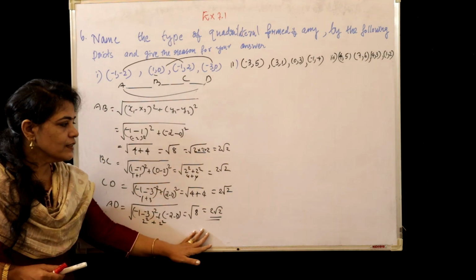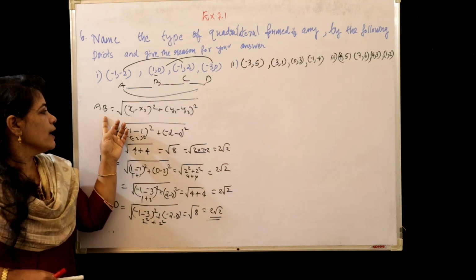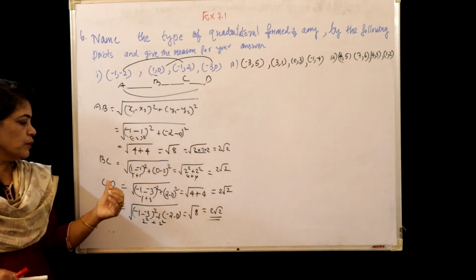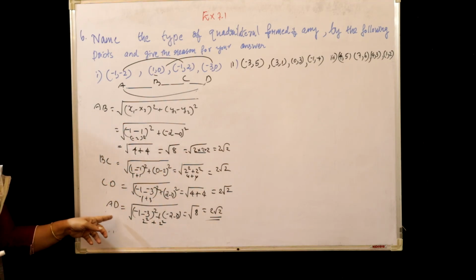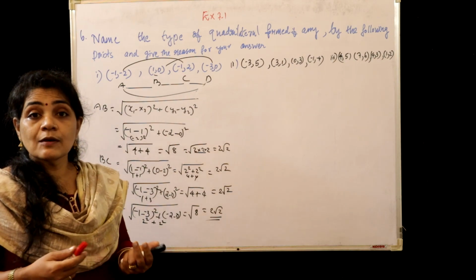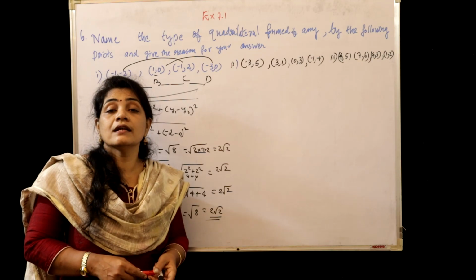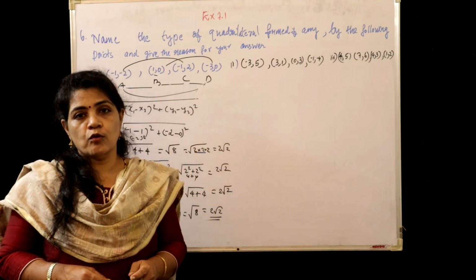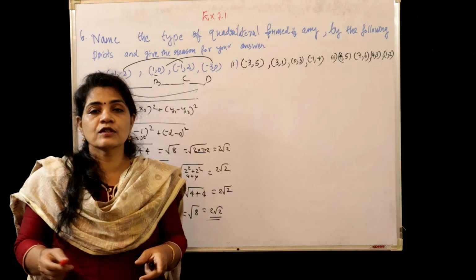See, after solving this, what have we seen? We have AB equal to BC equal to CD equal to AD. That means all the four sides are equal. So there is a possibility that it can be either a square or a rhombus, both having all four sides equal.